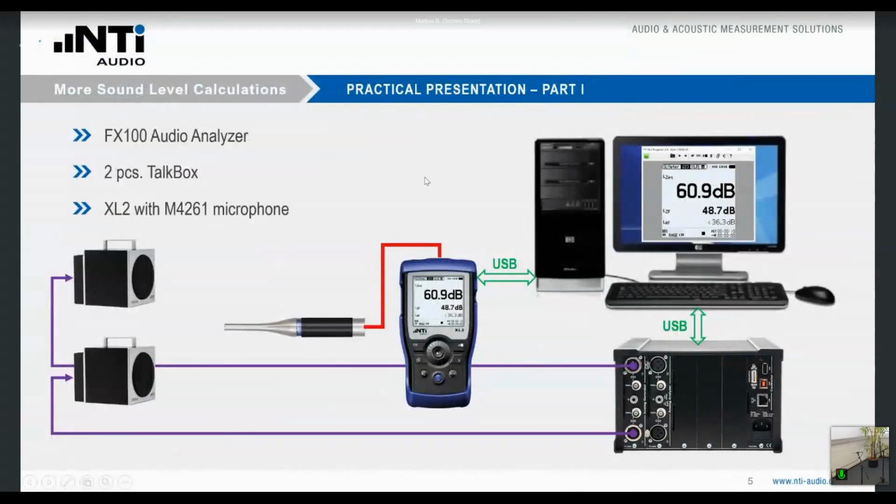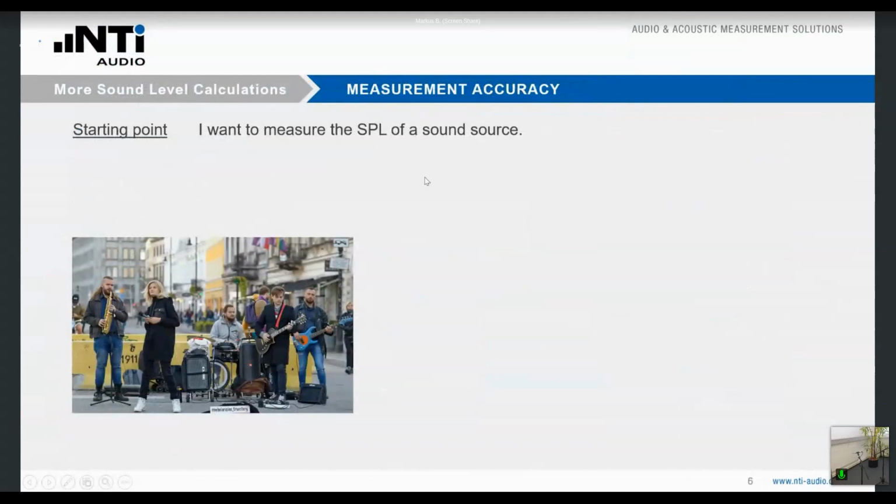So let's step over to the next topic, and that is a completely different challenge. Here you see a band playing music on the street, and maybe the neighbor complains that it's too loud, and asks you, can you measure the sound level coming from this band, just to find out whether it's beyond the allowed limit or not.